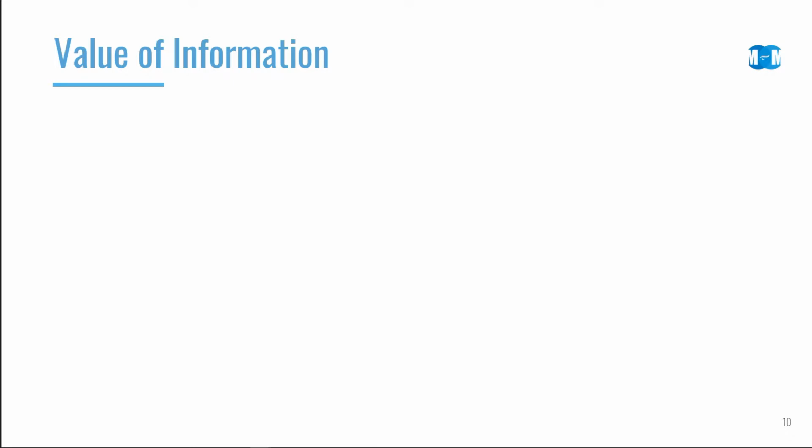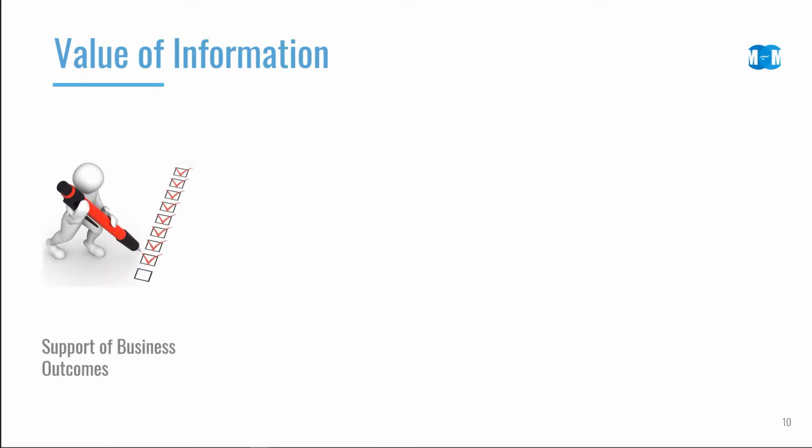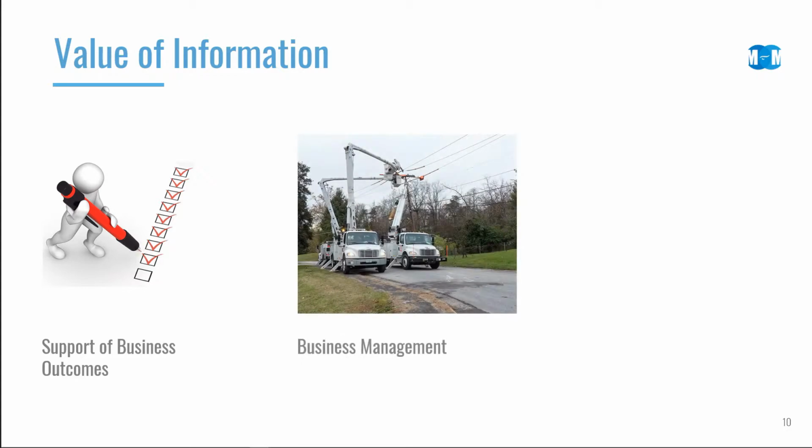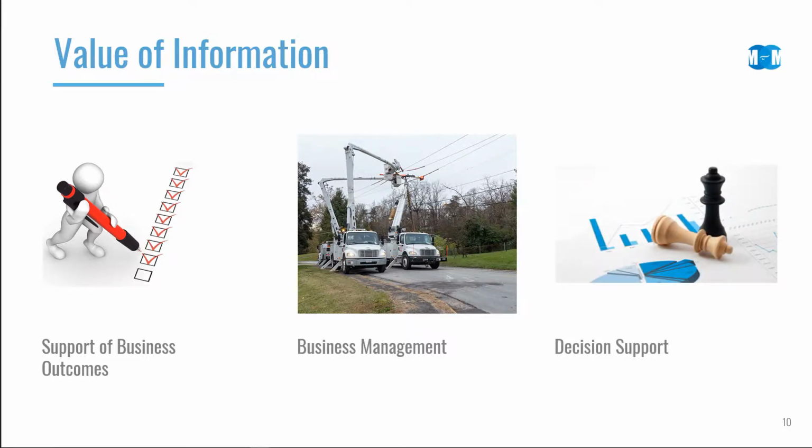Technology is used to produce information that supports business outcomes. For example, an OMS processes and produces information to keep power flowing to the customers. Information is the lifeblood of business management. Again, how the business runs outage restoration processes is based on the information available, where the outage is, what's required to repair it, etc. Decision support: information is what everyone uses to do their jobs. It's also what is needed to be able to choose the technologies that can enable business strategy.